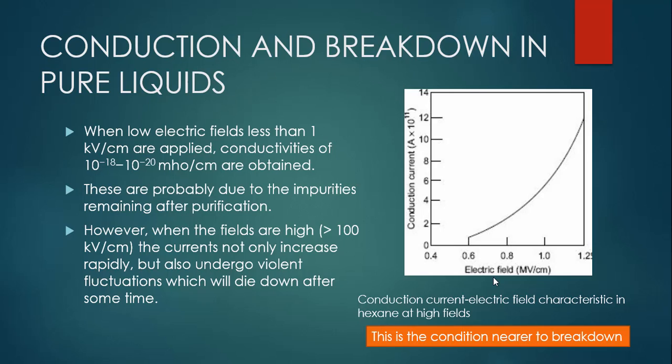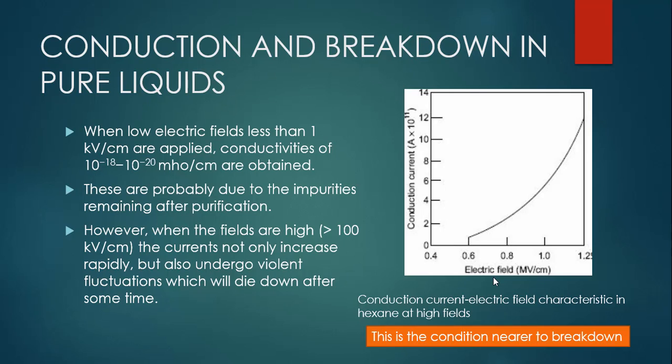When a low electric field less than 1 kilovolt is applied, the conductivities of 10 to the power minus 18 to 10 to the power minus 20 mho per centimeter are obtained. So when low electric fields are applied, very low conductivities are obtained. That is, the conductivities are low, which means the resistivities are high. Okay, so these are probably due to the impurities remaining after purification.